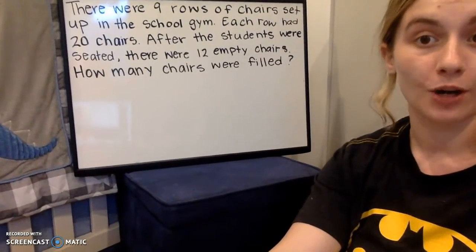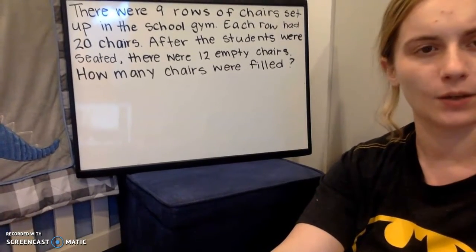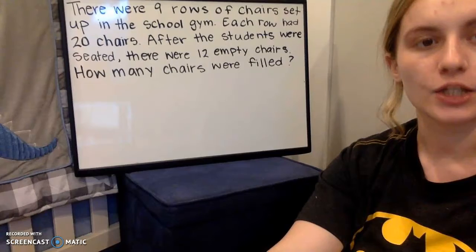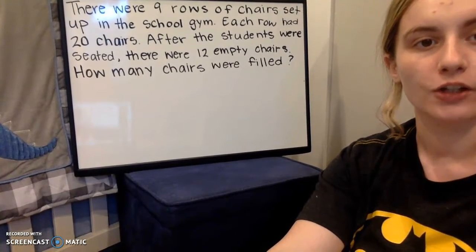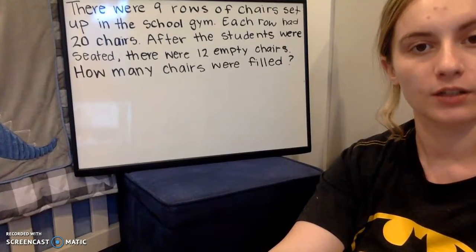Okay, so our first problem is, and sorry, my face is going to be kind of cut off because I just can't make it work. Anyway, there were 9 rows of chairs set up in the school gym. Each row had 20 chairs. After the students were seated, there were 12 empty chairs. How many chairs were filled?